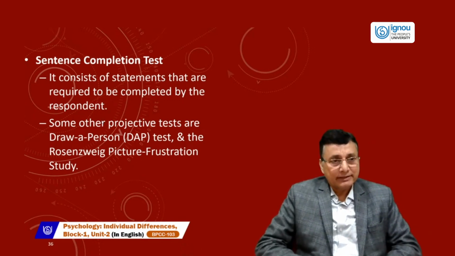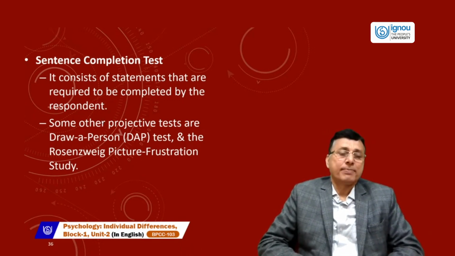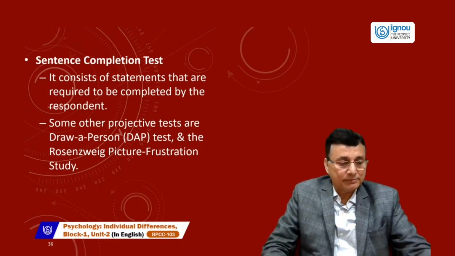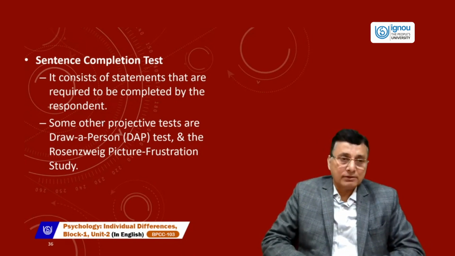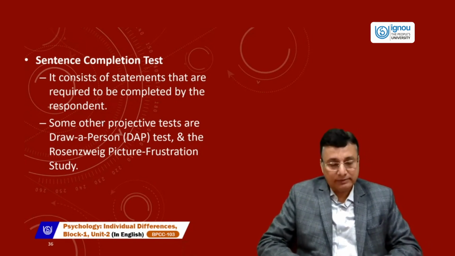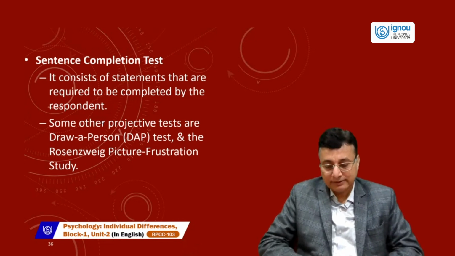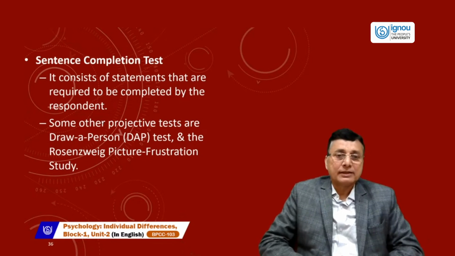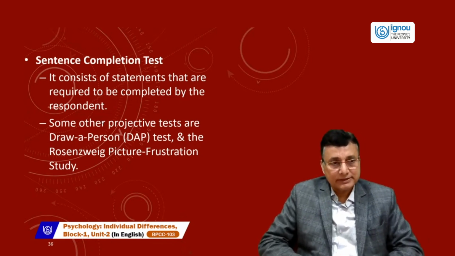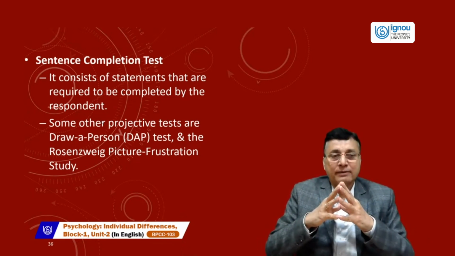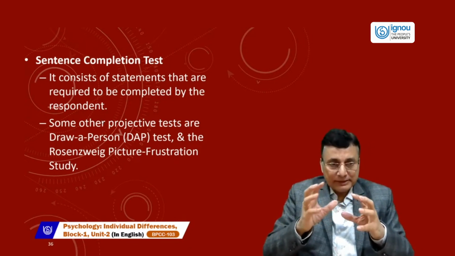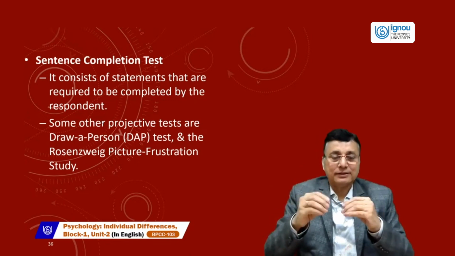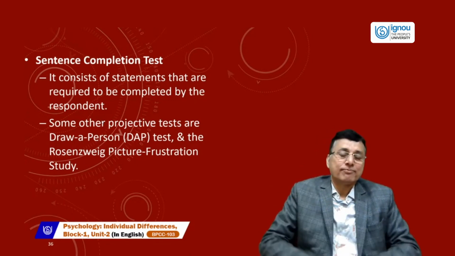There are other projective techniques also, like the Draw a Person Test, DAPT, where you give a paper sheet to the client and ask them to draw a person. Suppose the client has drawn a male figure, then you ask the client to now draw a female figure. Then there is the Rosenzweig Picture Frustration Test, RPFT, where there are pictures in which one person is saying something and another person's space is blank. The client has to fill in what the person says.